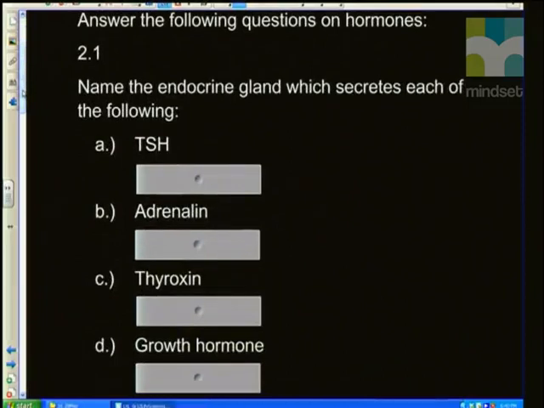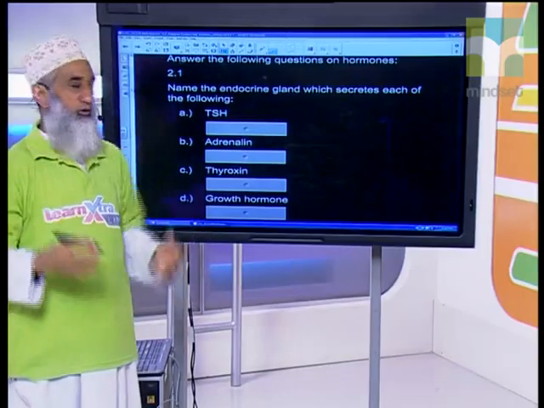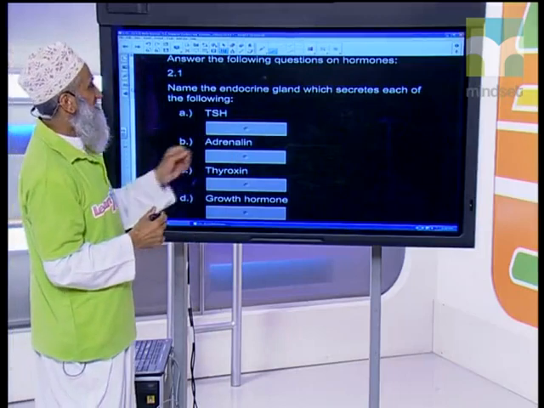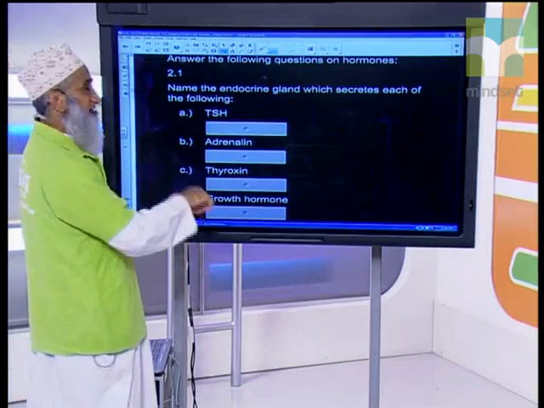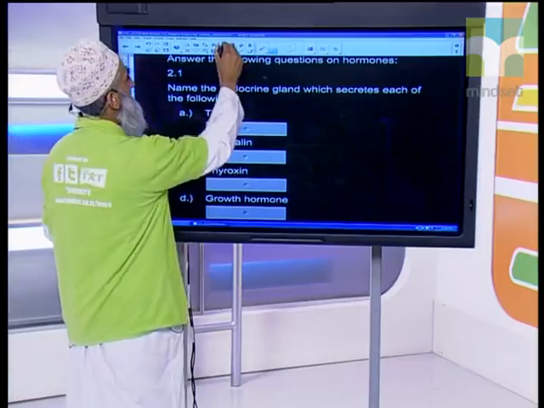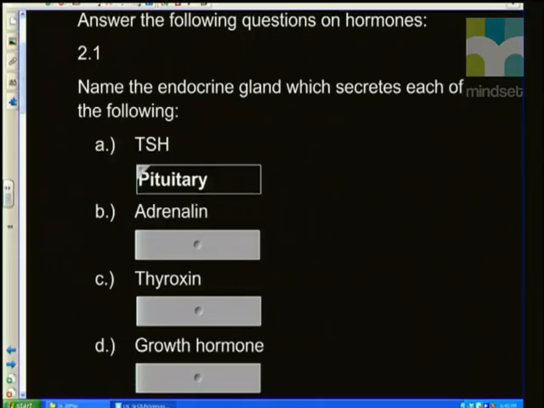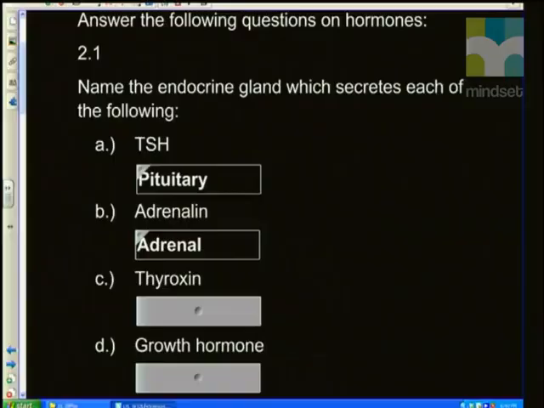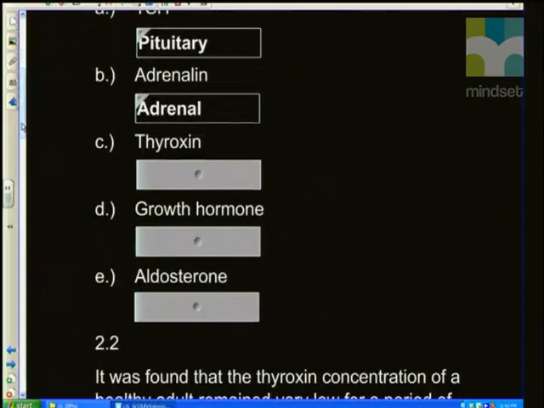This is a straightforward level 1 question you need to recall. Name the endocrine gland which secretes each of the following. TSH. Roy. Pituitary gland. Come, you got it right. Adrenaline. Amakhalang. Sorry? Adrenal gland. Adrenal gland. Excellent. Thyroxine, Nadia. Thyroid gland. Thyroid gland.